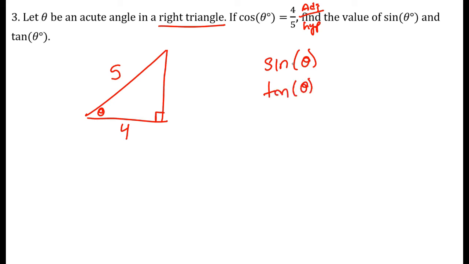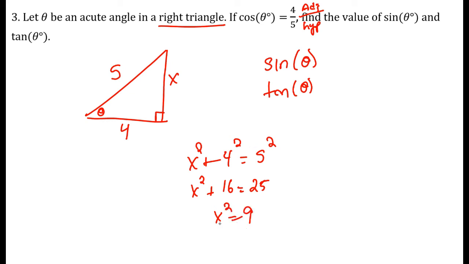Well, to find the sine of theta, I need to do the opposite over the hypotenuse. Well, I have no idea what the opposite is, so if I have two sides in a right triangle, we could use the Pythagorean theorem to find the third side. And we know that it's leg squared, so x squared plus the other leg squared, 4 squared, equals 5 squared. X squared plus 16 equals 25, so x squared equals 9. So x equals 3 because -3 wouldn't make sense to be the side of a right triangle.